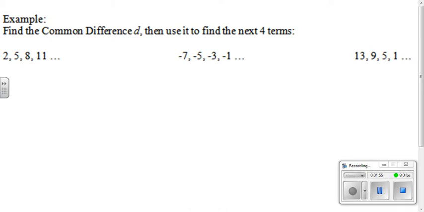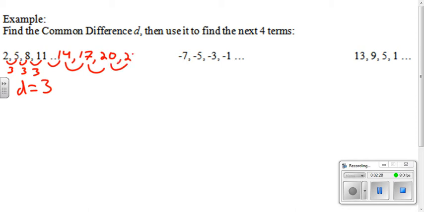So if we were asked to find the common difference and then use it to find the next terms of these sequences. In this case, 2 to 5 is 3, 5 to 8 is also 3, 8 to 11 is also 3, so it looks like our common difference in this case is 3. So from 11, counting 3 more, we get to 14, then 17, then 20, and then 23. So that's how we would use what we have already. We'd find the common difference and just continue counting by that.